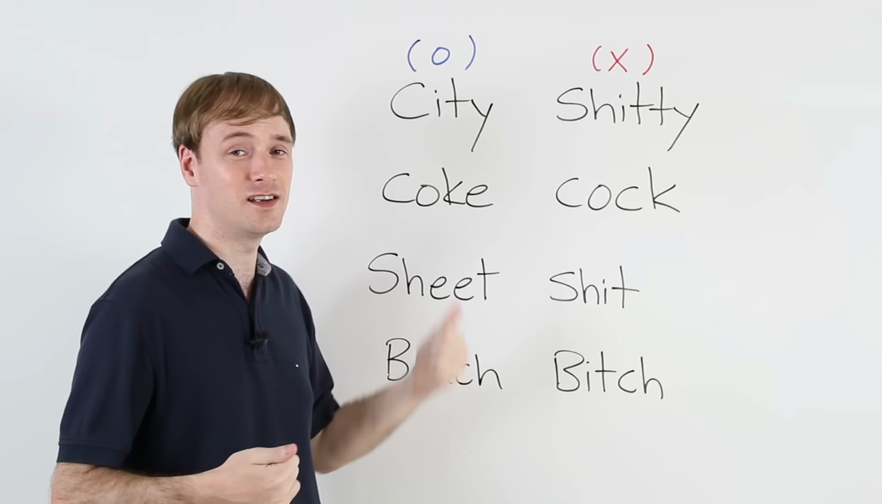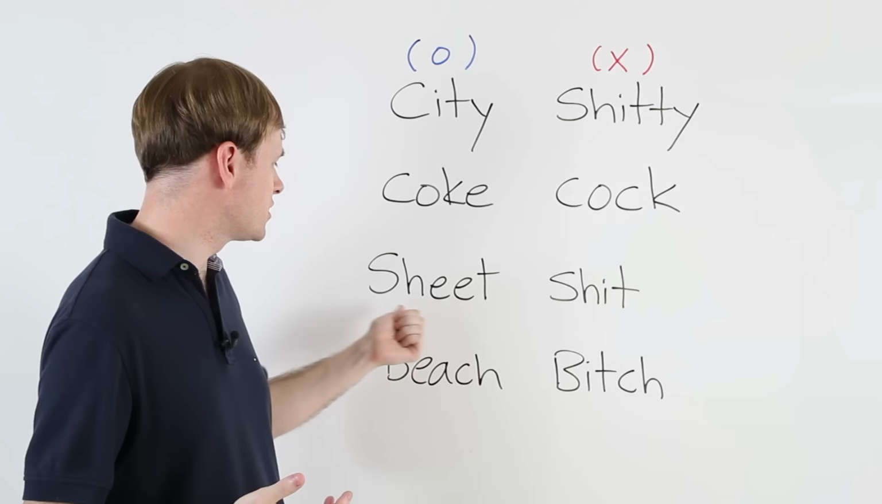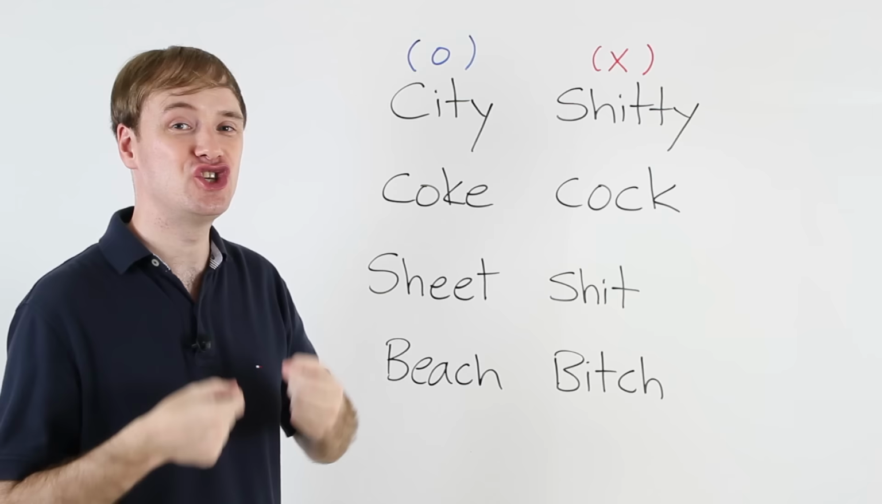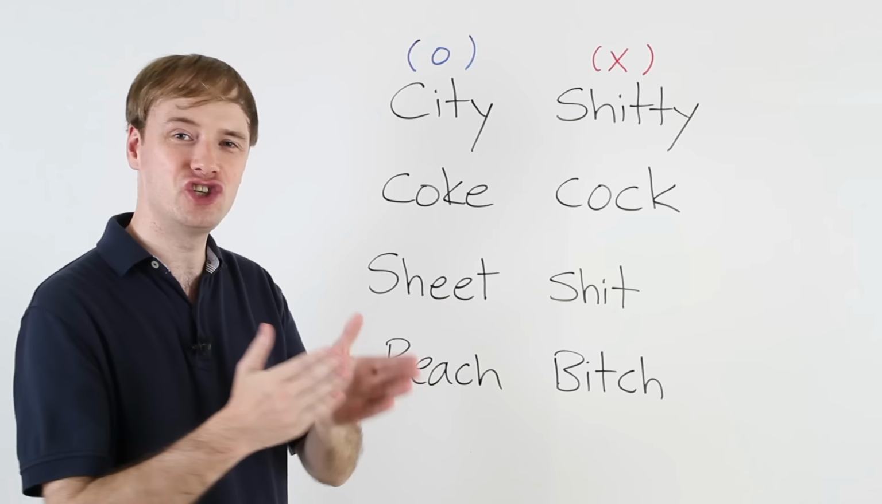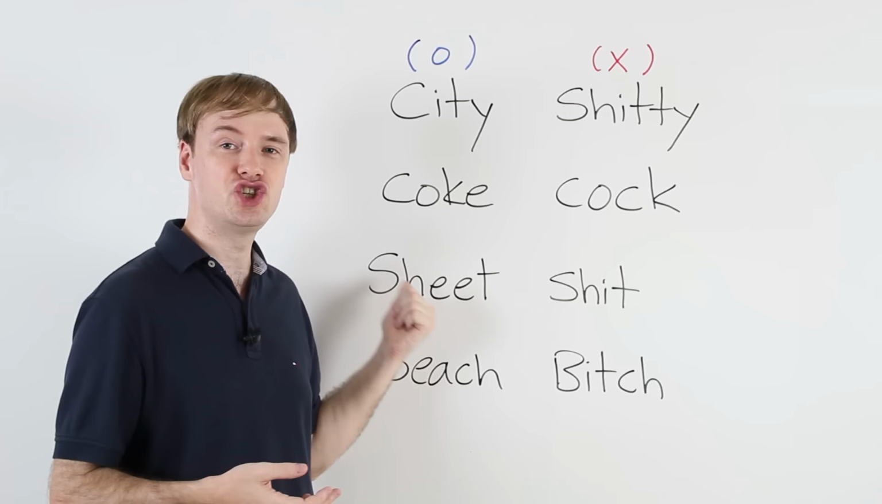Coke. The next word is sheet, like a sheet of paper. Sheet. And a lot of my students say shit. Of course, shit is a bad word. You don't want to say shit. If you said shit, the person listening would wonder, why are you saying shit? Are you angry? You want to say sheet.